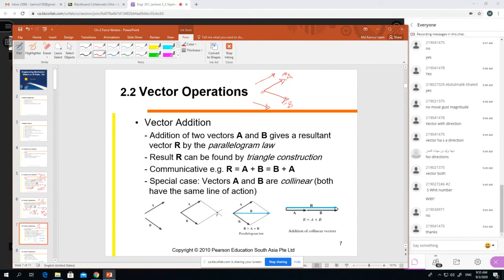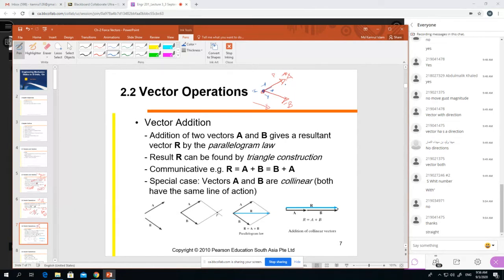Now, suppose some particle is there, here. One force is pulling in this direction, another force is pulling in the other. Which direction will this body go? This direction, this direction, or this direction? We don't know. But we can know in which direction the body will move. In order to know, we need to know the parallelogram law.